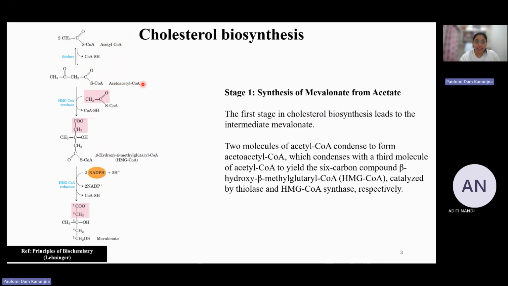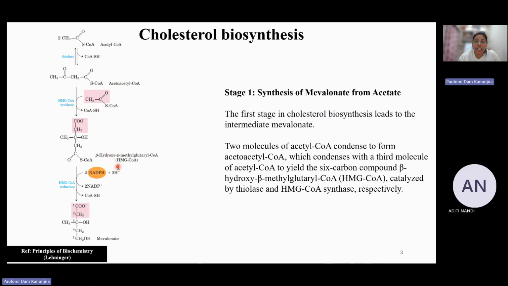This is forming acetoacetyl coenzyme A. Then you have the second enzyme, which is HMG CoA synthase, which is giving rise to HMG CoA. So we have done the HMG coenzyme A synthesis. Now, what is the third reaction here?